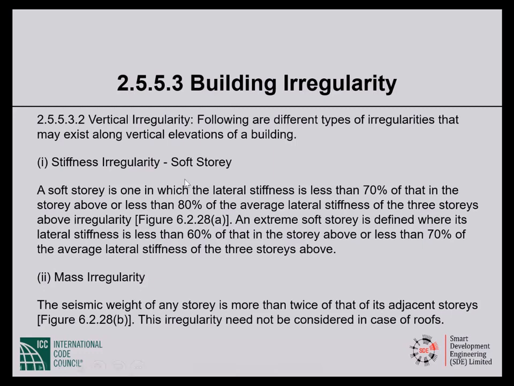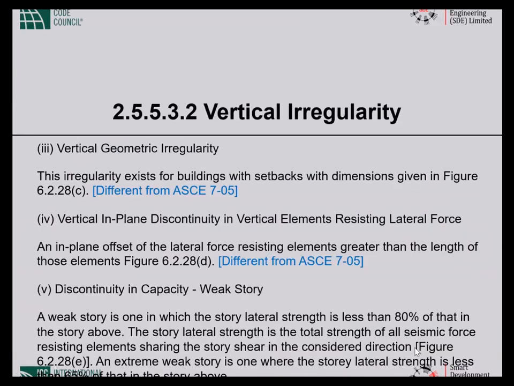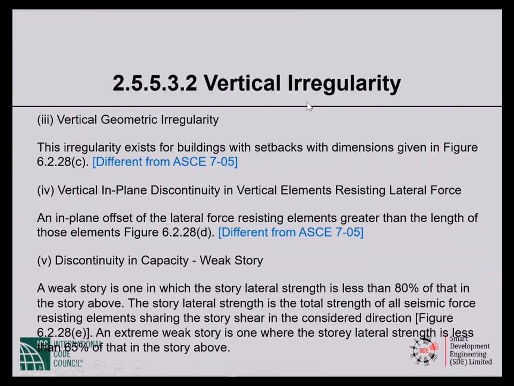The soft story definition is the same as in ASCE 7-05. The mass irregularity definition is the same as in ASCE 7-05. The vertical geometric irregularity, BNBC has altered the ASCE 7 definition, and we will look at both. Vertical in-plane discontinuity in vertical elements of the seismic force resisting system, that definition also has been altered in BNBC 2020.